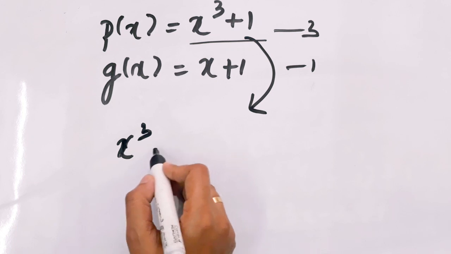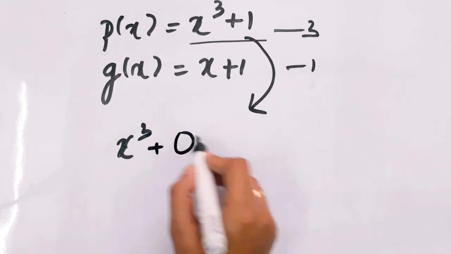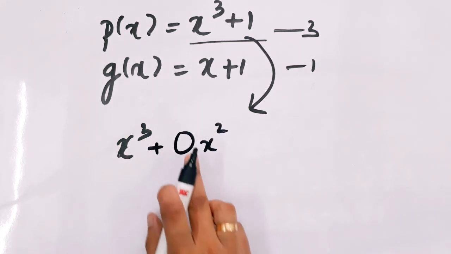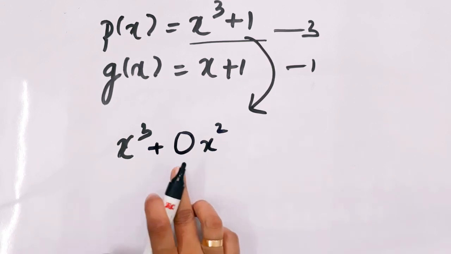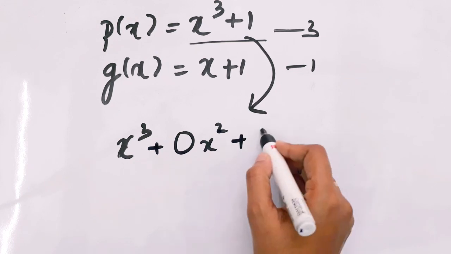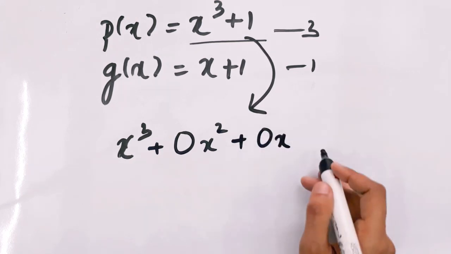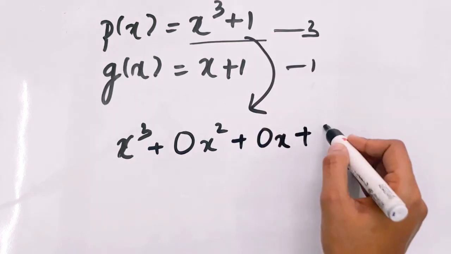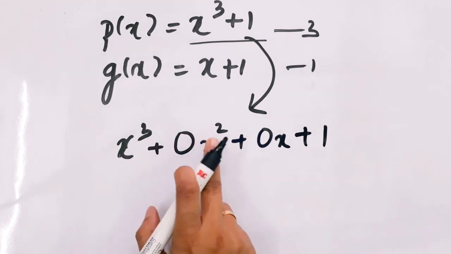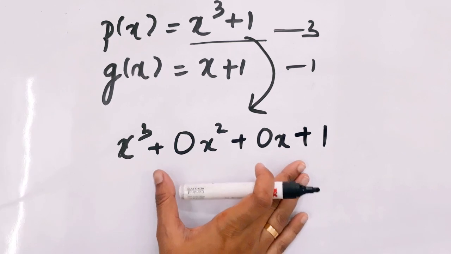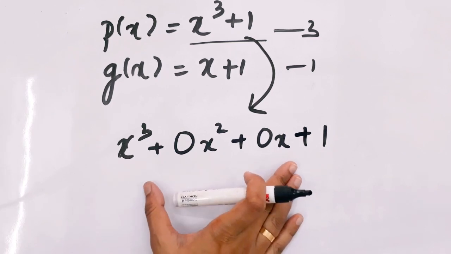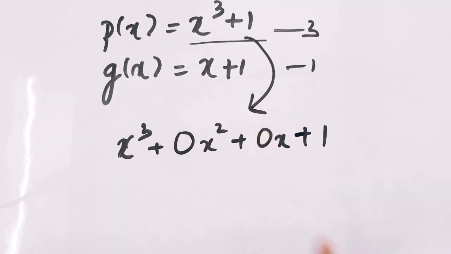So what I'll do to make it balance, I'll write it as 0x square, because 0 into anything is 0, so it's not going to affect the entire expression. So 0x square. Same way I'm going to write 0 into x power 1, and this one will be same. So 3, 2, 1, 0. Now this is in descending order. Now this will become my dividend. So this I will take and divide with x plus 1.